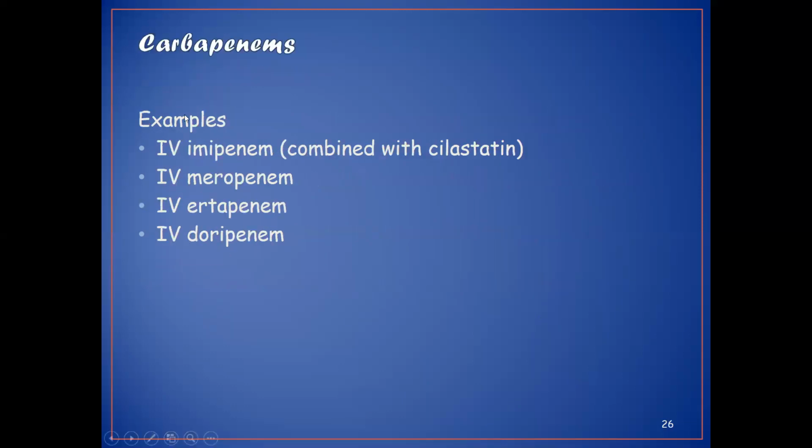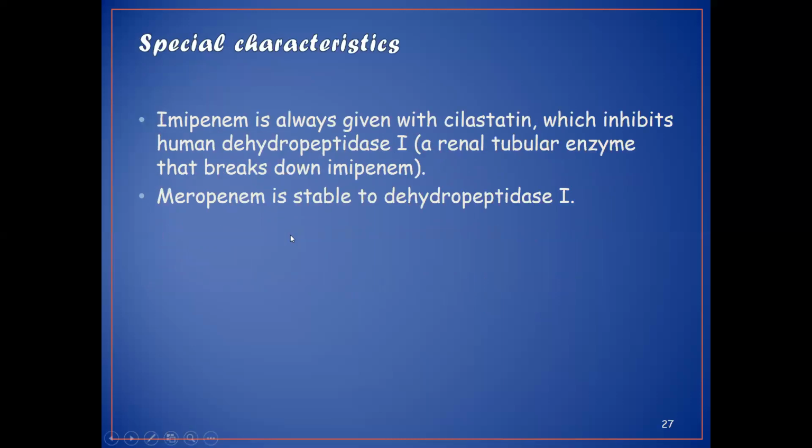Carbapenems. Examples include IV imipenem, which is combined with cilastatin, IV meropenem, IV ertapenem, and IV doripenem. Imipenem is always given with cilastatin, which inhibits human dehydropeptidase 1, a renal tubular enzyme that breaks down imipenem. Meropenem is stable to dehydropeptidase, so with this one you do not need to combine cilastatin.